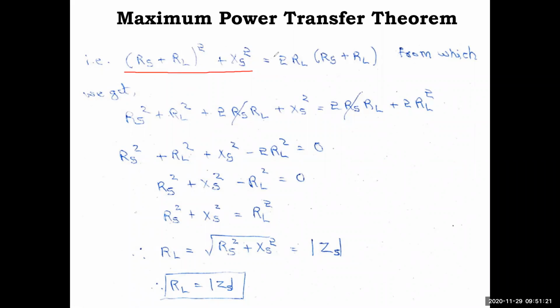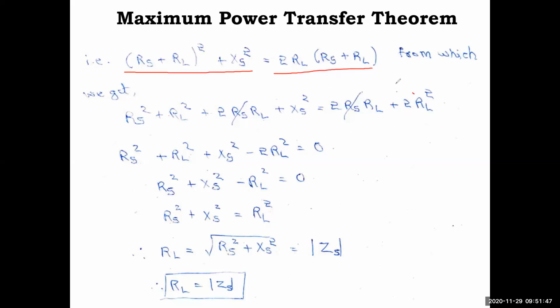We have equated to the right side I have taken, or else you can write minus and equal to 0 also. So from which we get (RS + RL)², the (a + b)² formula: RS² + RL² + 2 RS RL + X² is there already. Here we have multiplied 2 RS RL + RL². If you take this right side, it will become minus. So that's why straight away cancelled here only.